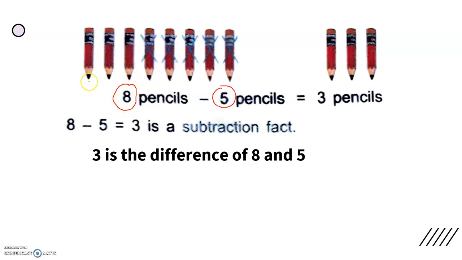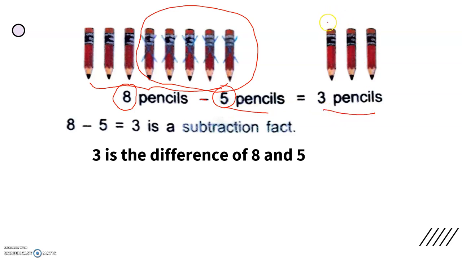Here there are 8 pencils and 5 pencils are crossed out, which means 5 pencils are removed. That means 8 pencils minus 5 pencils, where minus is the symbol for subtraction, is equal to 3 pencils. After removing 5 pencils, the pencils left are 3. 8 minus 5 equals 3 is a subtraction fact.